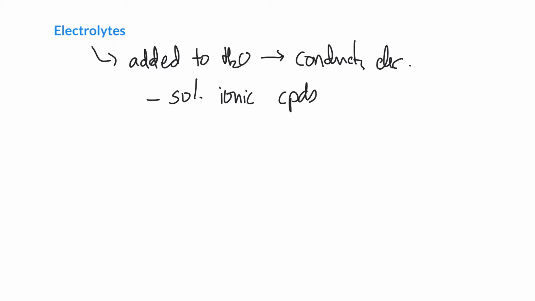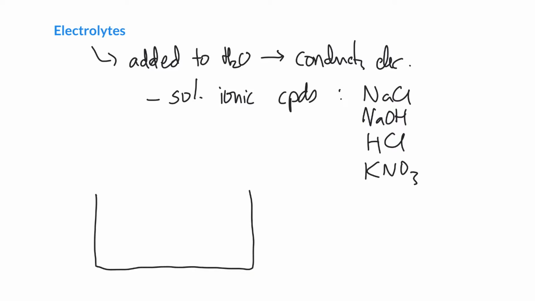When we looked at our solubility rules weeks ago, all those ionic compounds that dissolve in water, things like sodium chloride or sodium hydroxide or hydrochloric acid or potassium nitrate, these are all very strong electrolytes. And if we dissolve these in water and try to pass electricity through it, we see something kind of interesting here.